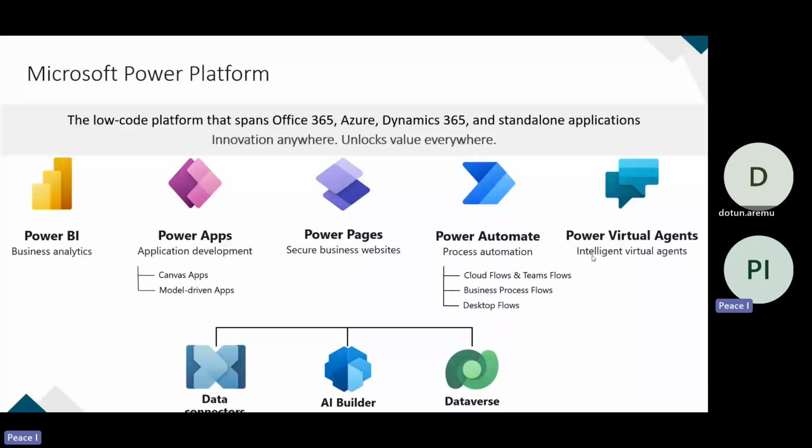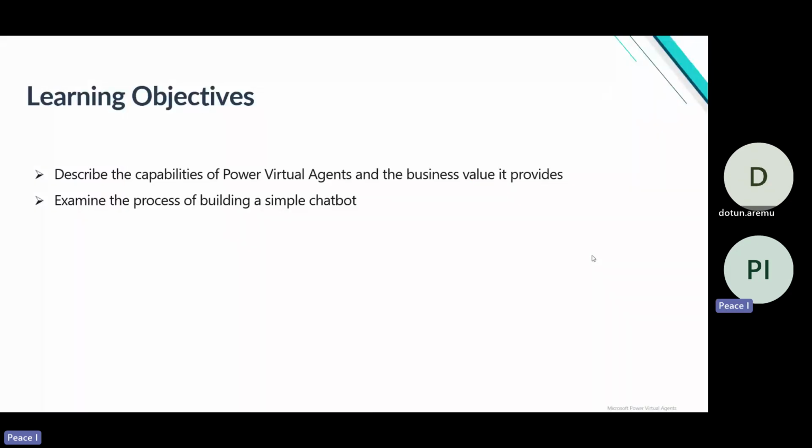So we have 2 major objectives for this class, or for the Power Virtual Agents class series. So the first one would be to describe the capabilities of Power Virtual Agents and the business value which it provides. Then also we would examine the process, so we would basically take a look at how we can build a simple chatbot using Power Virtual Agents.